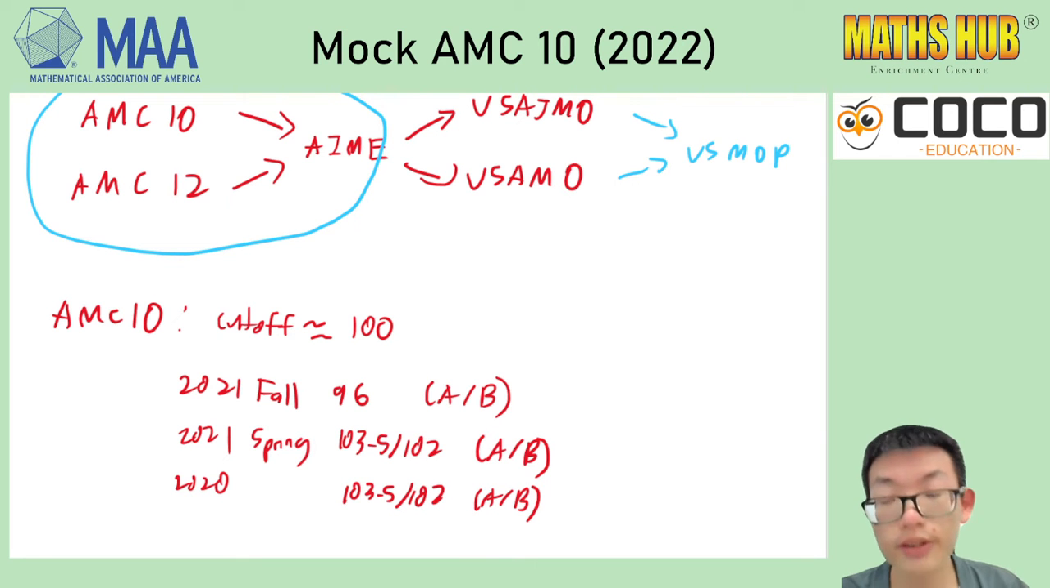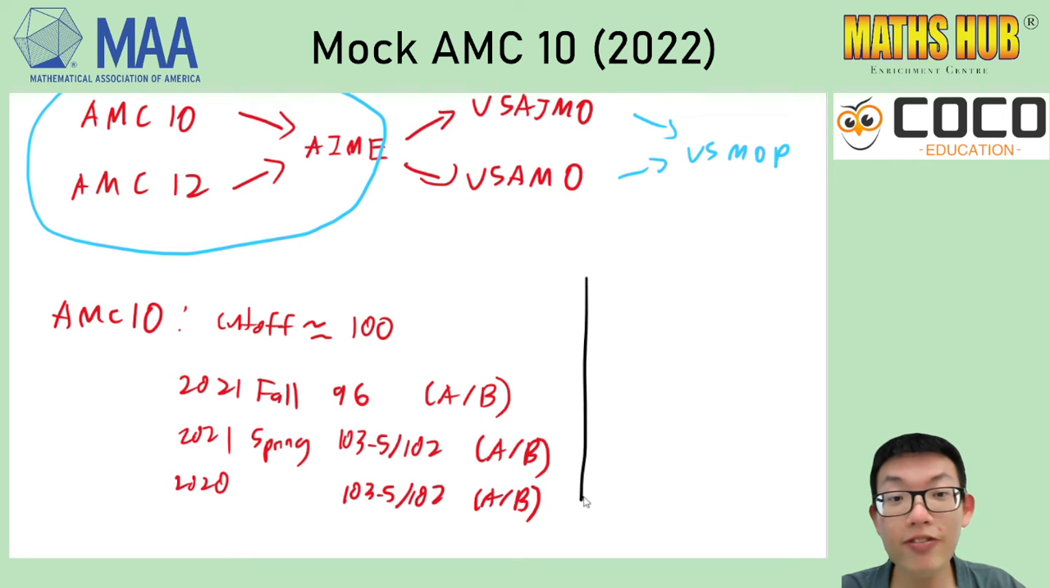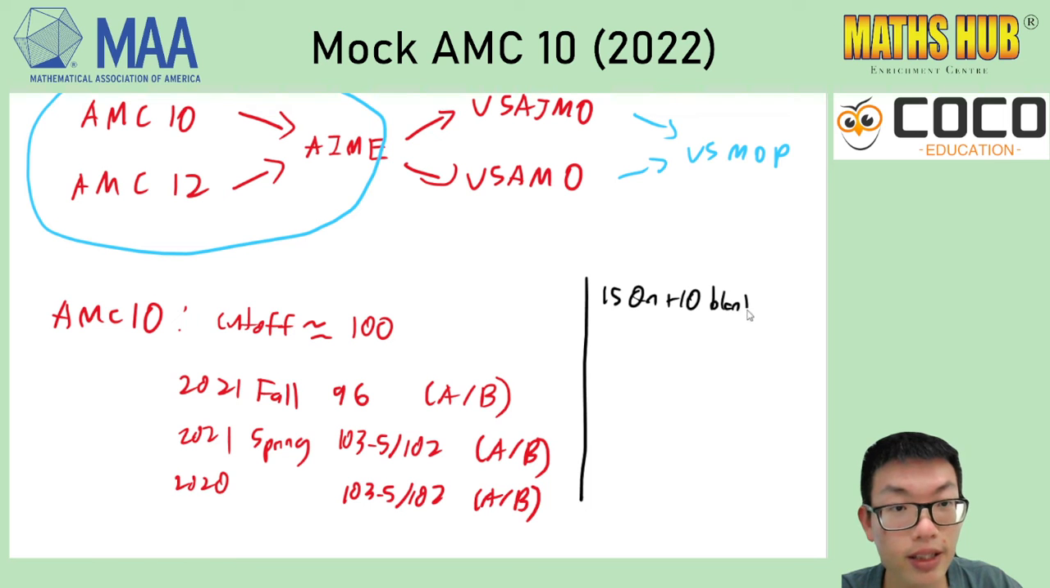So this could be a gauge for you for what sort of target you would want. And you realize that's actually not that much in an out of 150 perspective. Because if you did, let's say, 15 questions and 10 blank, you would already be sitting pretty with 105.